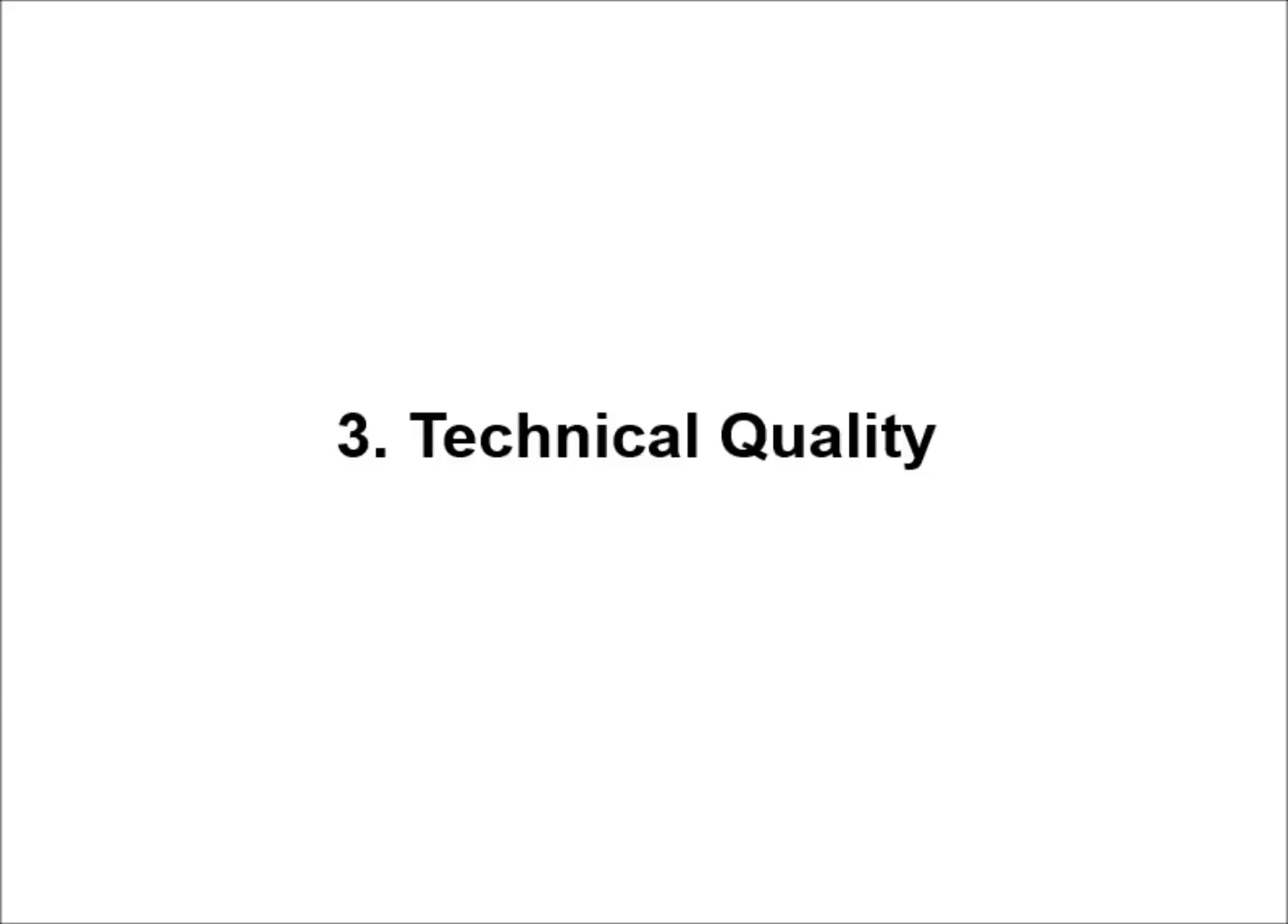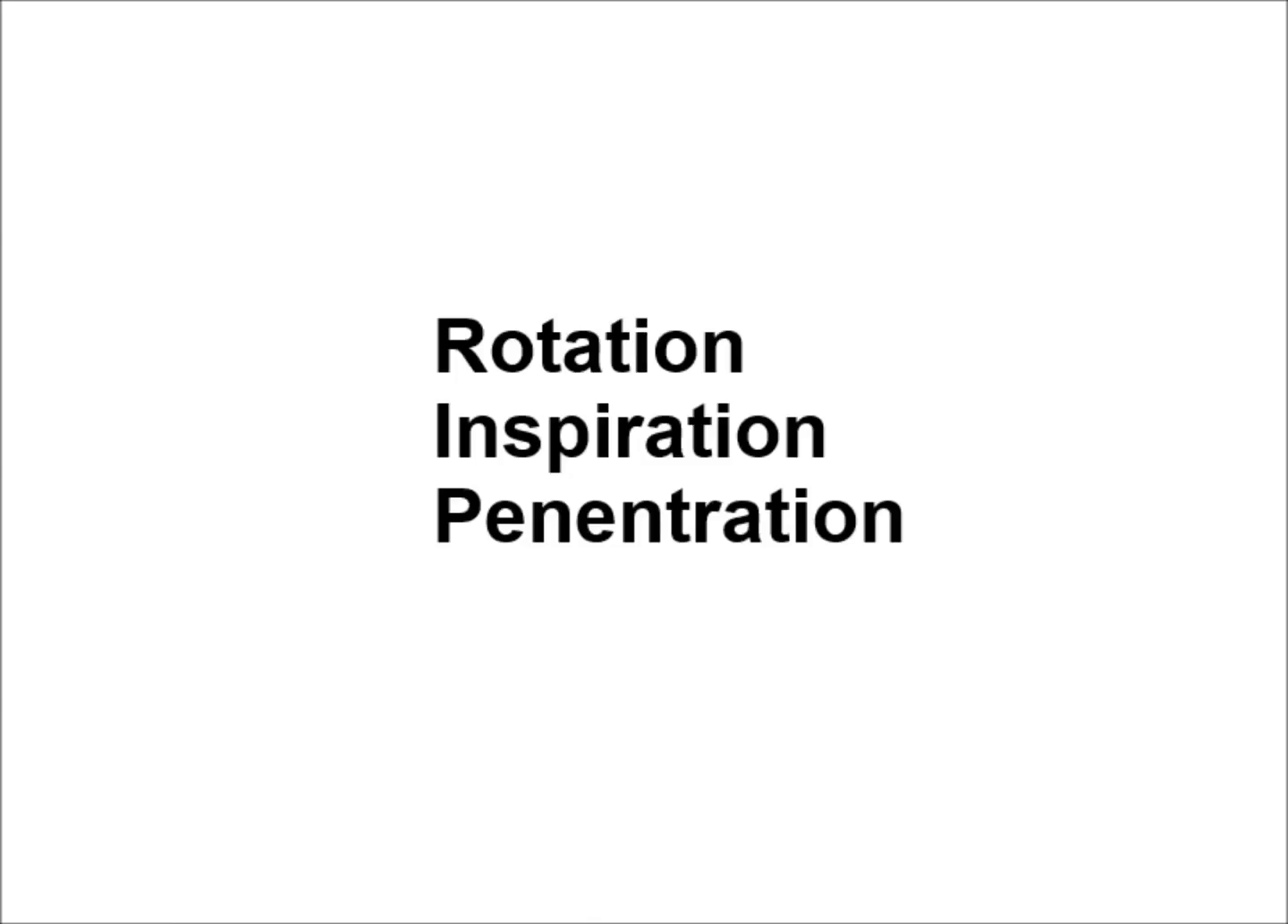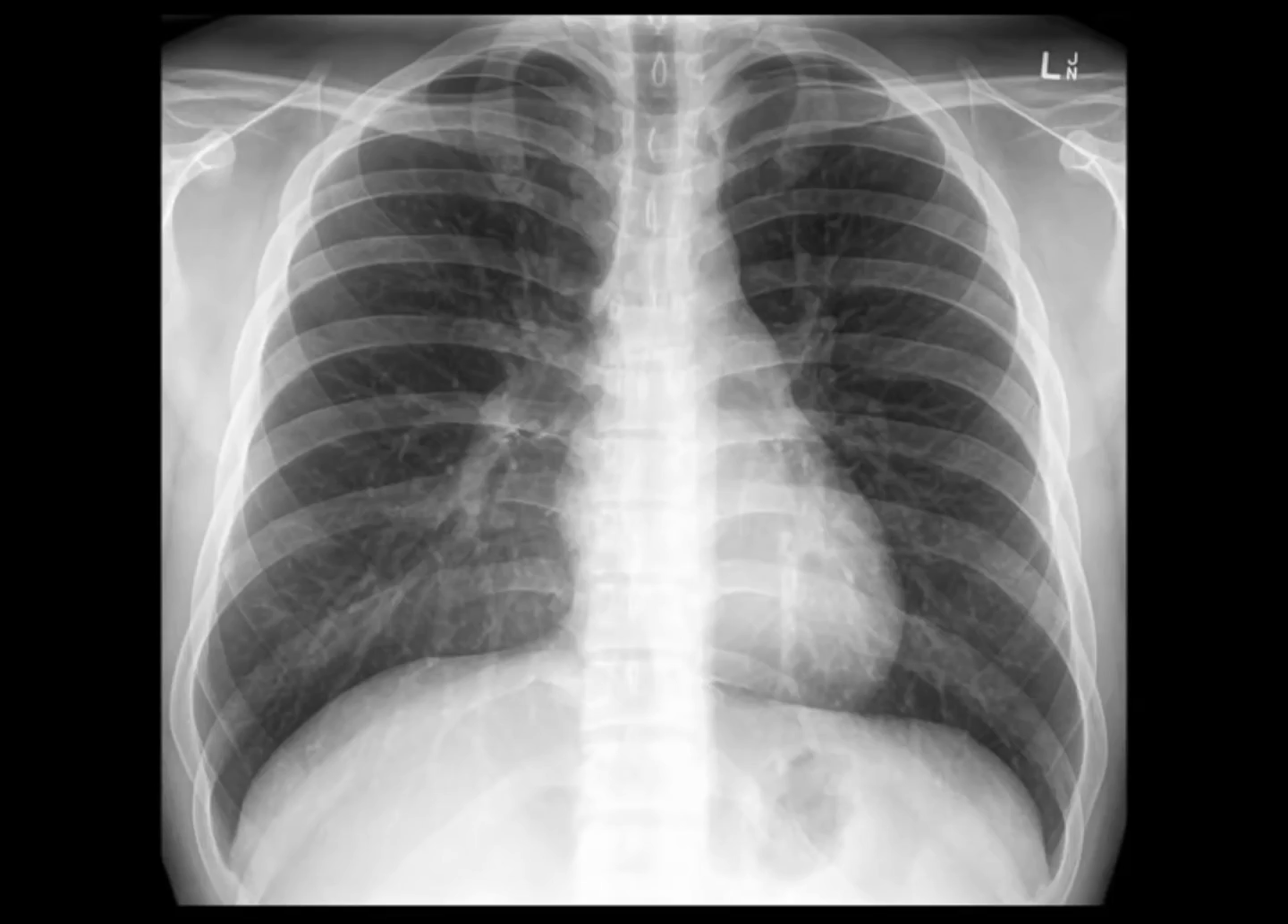3. Check if the film is technically adequate. A useful mnemonic to remember the 3 aspects of technical quality is RIP. Rotation, inspiration, penetration. To check rotation, look at the clavicular heads and spinous processes. If the spinous processes are halfway between the clavicular heads, the patient is normally rotated.